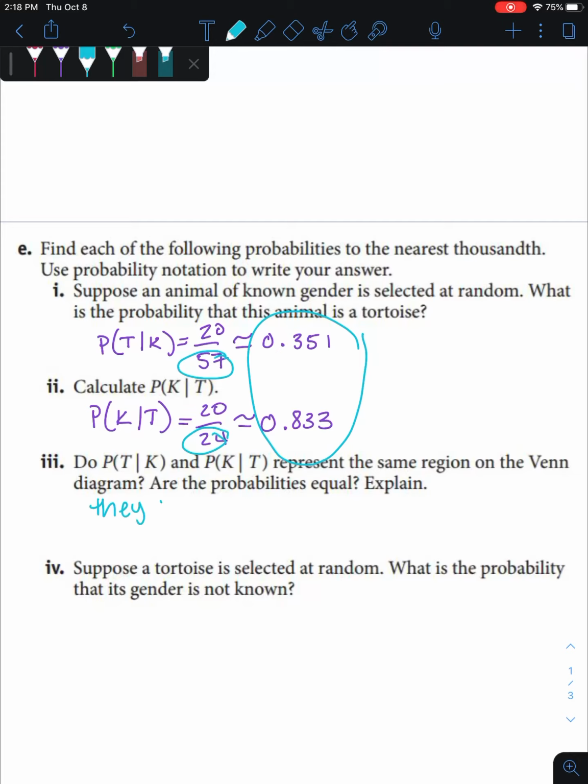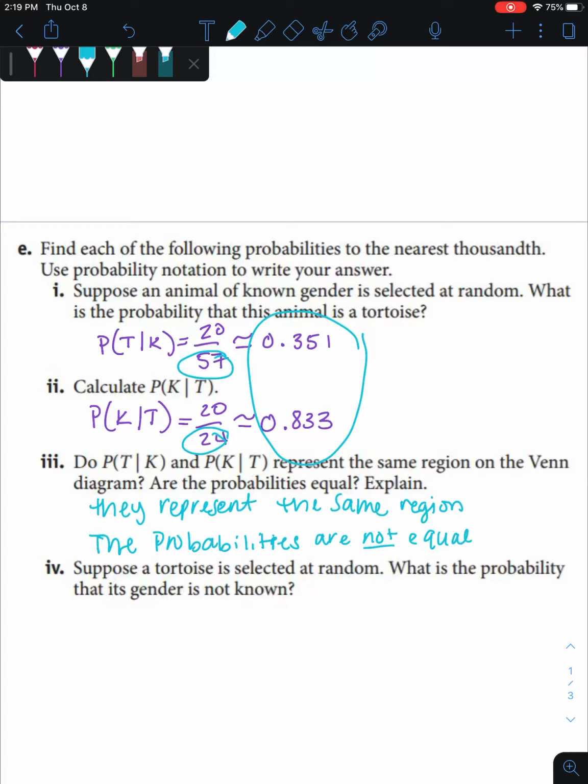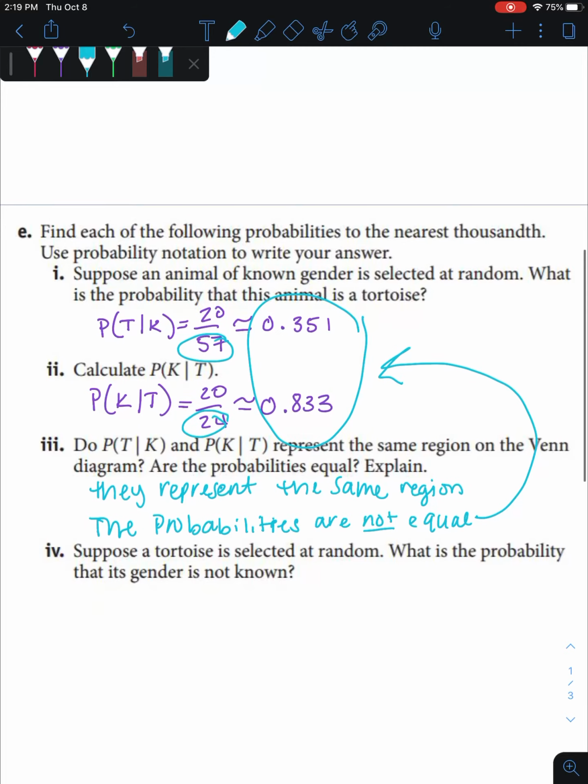Okay, so they represent the same region, and the probabilities are not equal. And then I'm going to draw an arrow up to here so that I know that I'm looking at my decimals and my different denominators.